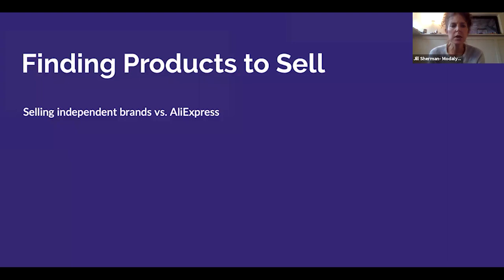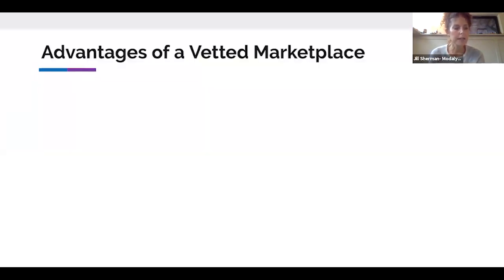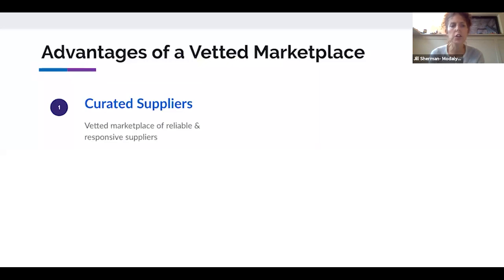So as you can see, we have 2 different ways to search for products on Modalyst. We have our independent brands as well as Aliexpress. So let me go through what each of these mean. There are many advantages to sourcing products in a vetted marketplace such as Modalyst. We have a curated network of suppliers which you can trust. Our goal is to provide you with reliable supply, so all you need to focus on is curating and marketing to your audience.